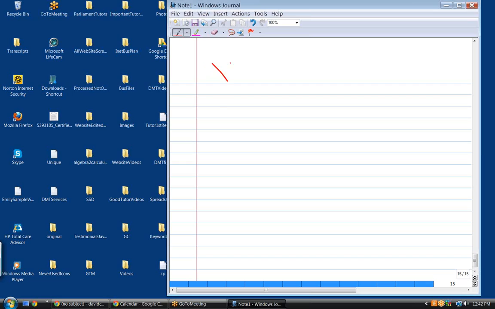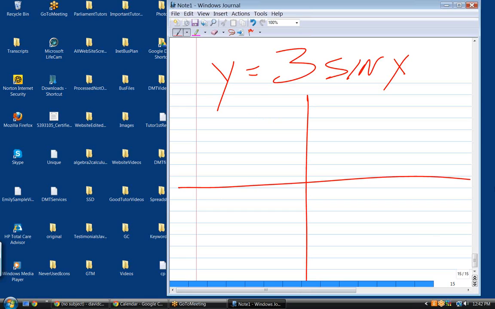Y equals 3 sine x. And then it wants the amplitude and period also. What's the amplitude of that? 3. What's the period? Remember the natural period of sine and cosine, always. So then it's 2 pi. Right. So I've got to finish my curve by that point. Now this is just a standard sine function, except for what? It goes up to what and down to what? 3 and negative 3.